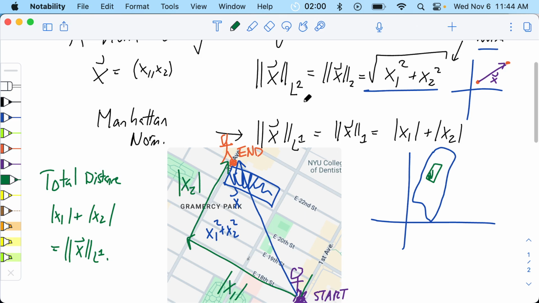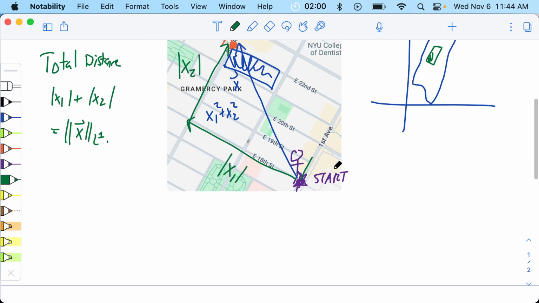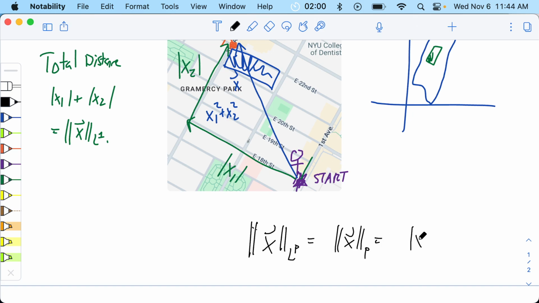There's a whole bunch of these. You might notice a pattern. This is L2, this is L1. Maybe you can guess the general formula. The general formula is the Lp norm. The Lp norm of x is equal to the absolute value of x1 to the power p plus the absolute value of x2 to the power p, and then you take the pth root. So if you set p equals 2, you get the ordinary one. If you set p equals 1, you get the Manhattan one.